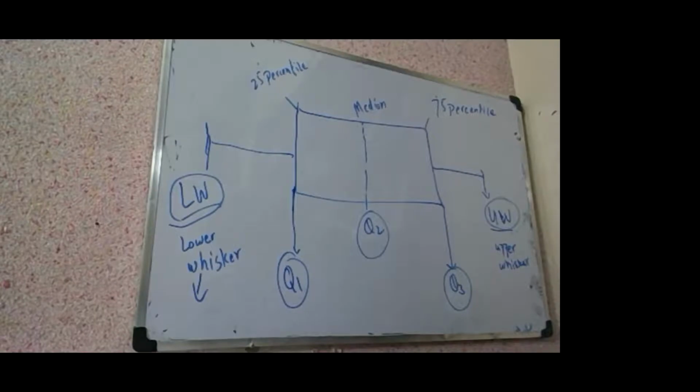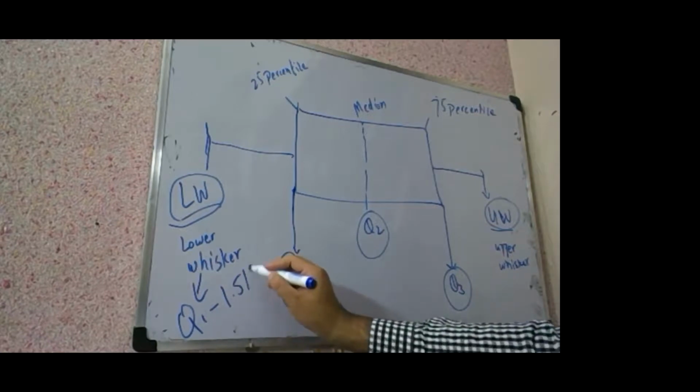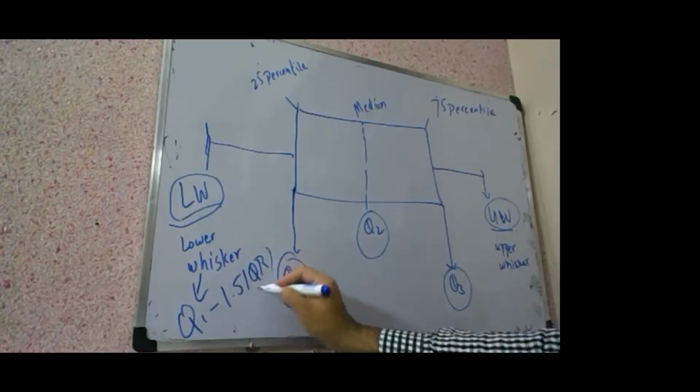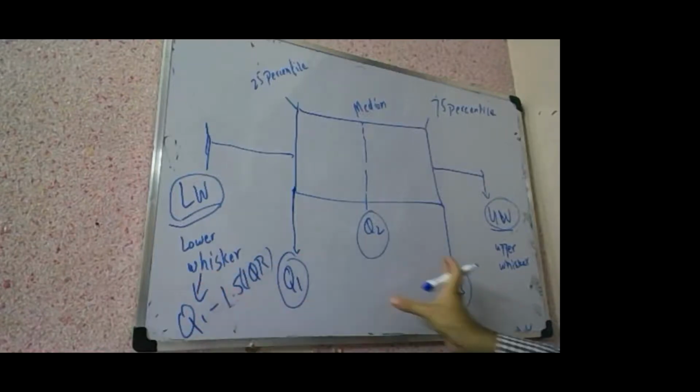What is the value of the lower whisker? Simple. Q1 minus 1.5 IQR. This is IQR, right? Interquartile range. Why 1.5 here? I will tell you exactly what is the interpretation of why 1.5 here. And this side is minus 1.5 of the interquartile range.